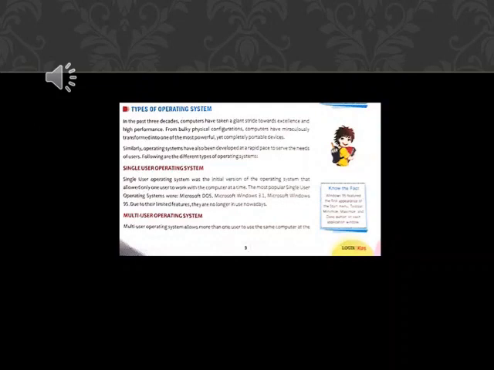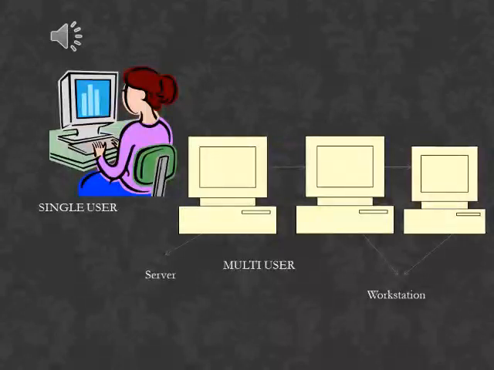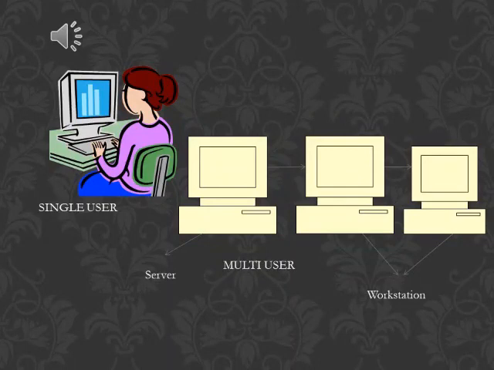Before going to the multi-user operating system, let's look at the diagram. In the single user case, you can see that one user is sitting at the computer and the operating system handles one user at a time. In the multi-user case, look at the diagram: there are many computers interconnected to each other, and they transfer data files among themselves. That is a networking system.